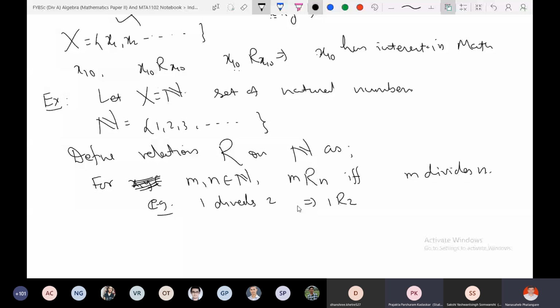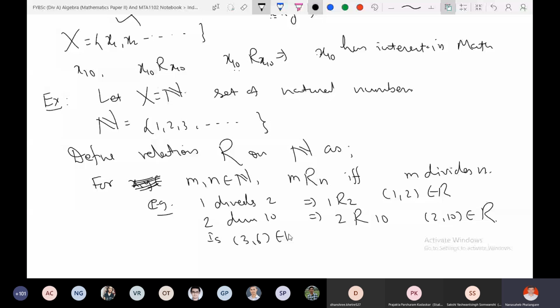2 divides 10, therefore 2 is related to 10. That means the pair 2 comma 10 is in R, and the pair 1 comma 2 is in R. For example, is the pair 3 comma 6 in relation R? Is it true?